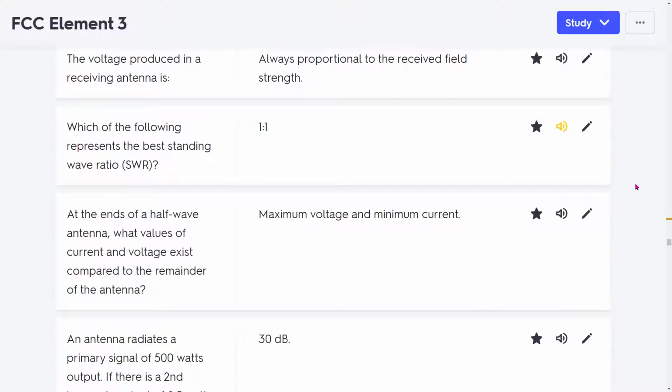Which of the following represents the best standing wave ratio? 1:1. At the ends of a half-wave antenna, what values of current and voltage exist compared to the remainder of the antenna? Maximum voltage and minimum current.